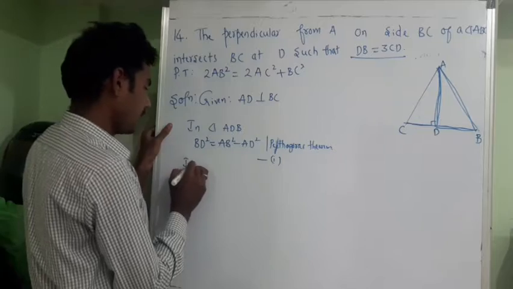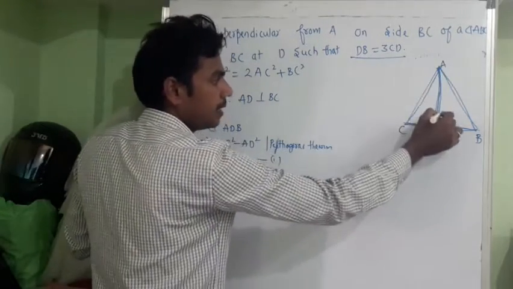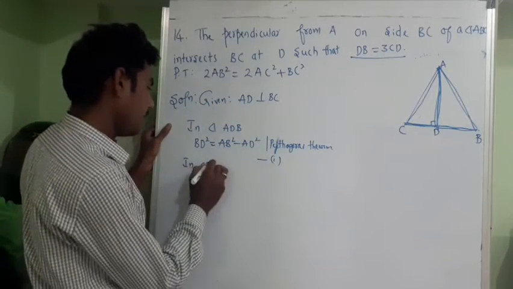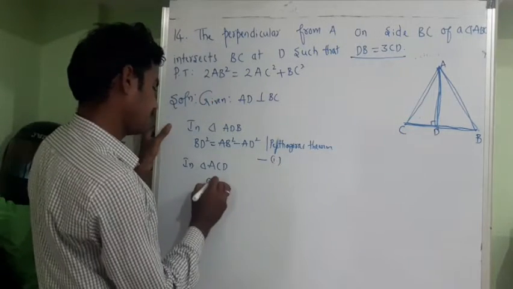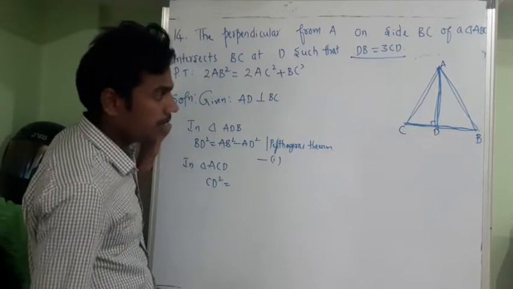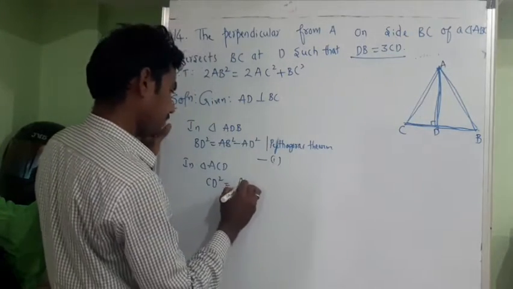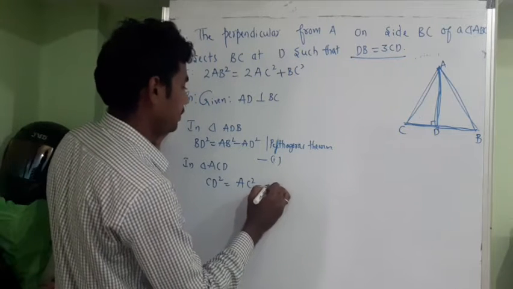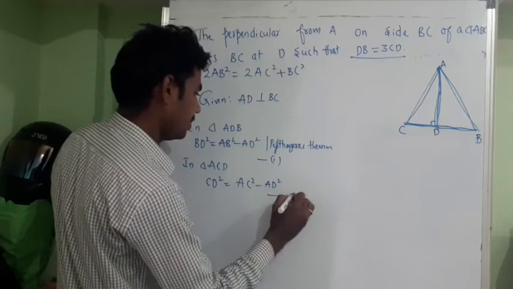Next, in triangle ACD, CD square is equal to what can we write? AC square minus AD square. AC square minus AD square. We call it equation number 2.